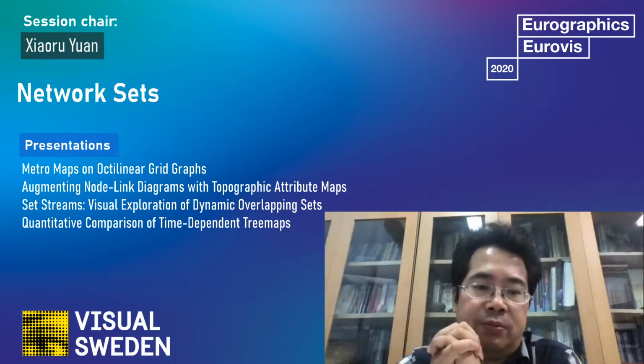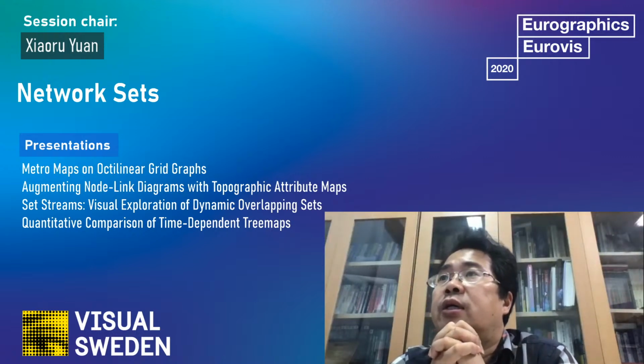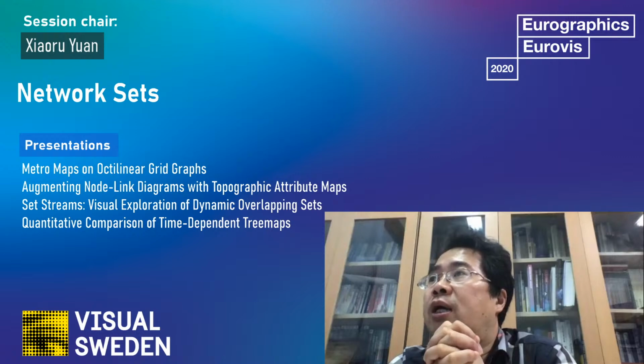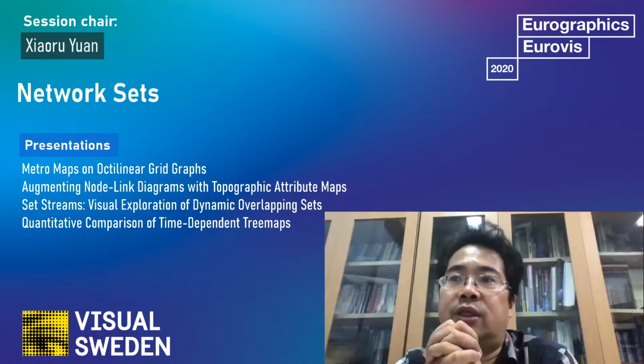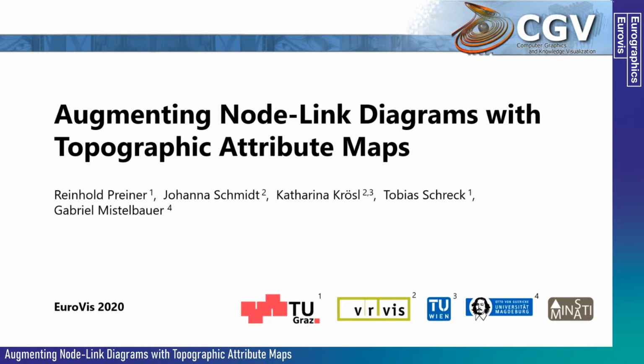The second paper we're going to present for this session is about augmenting node link diagrams with topographic attribute maps. It's going to be presented by Reinhold Preiner. Can you switch to the video? Welcome to this talk. My name is Reinhold Preiner.